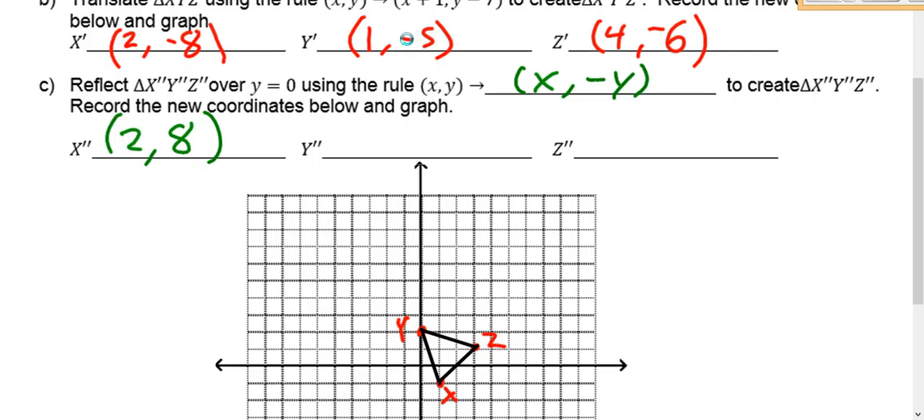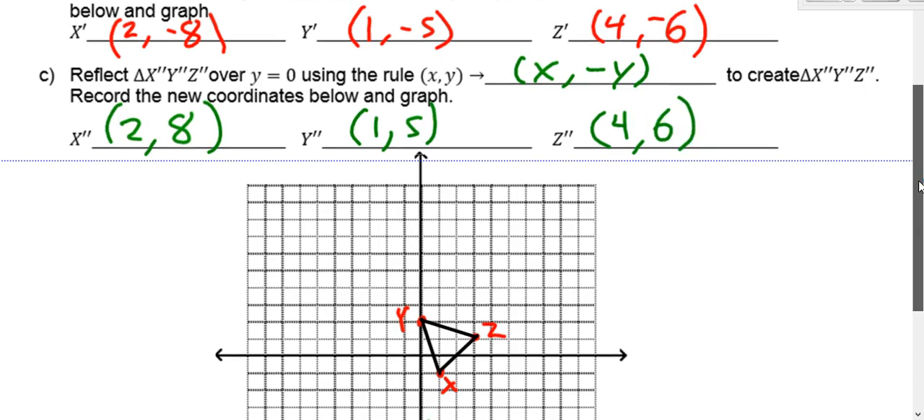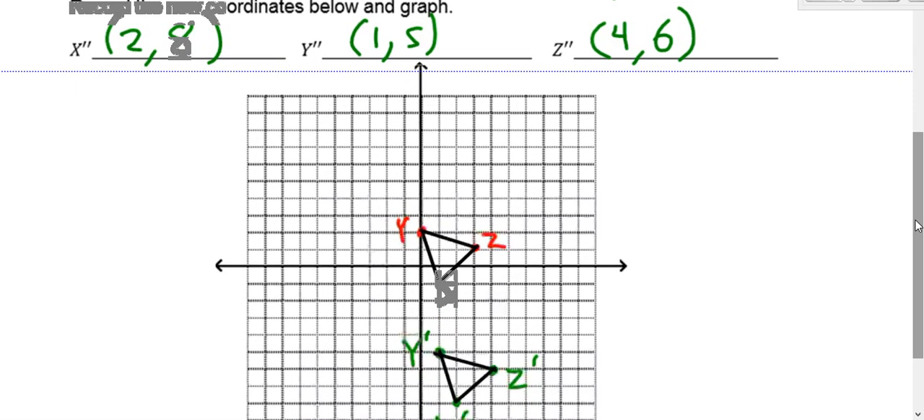The X coordinate stays the same. And the Y coordinate changes signs. So negative 5 turns positive 5. For Z double prime, X coordinate stays the same. The Y coordinate changes signs to positive 6. And we can graph those points, and then we will be done.